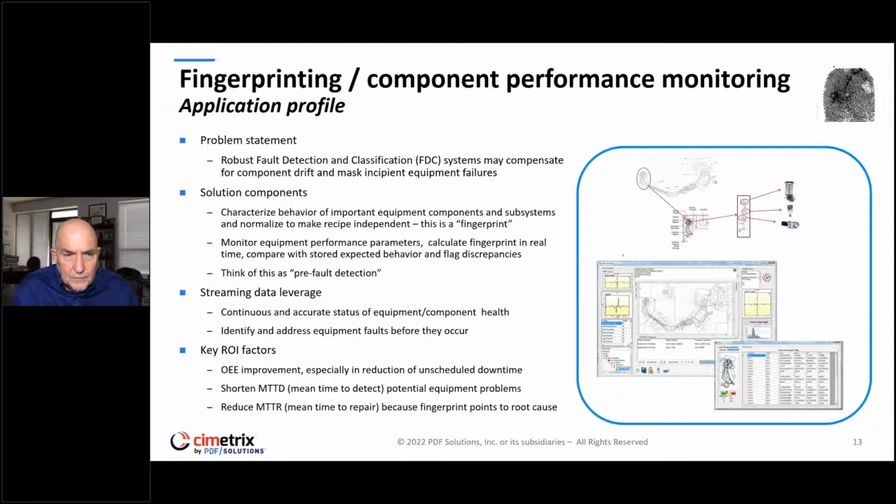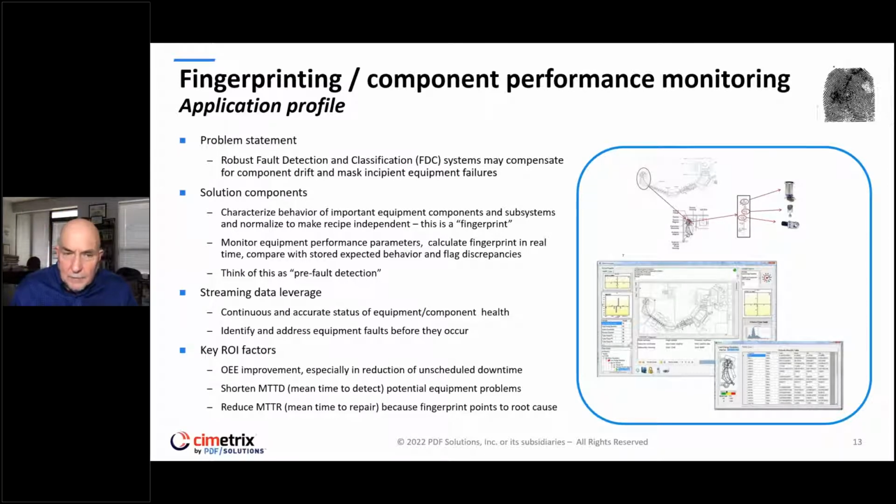So the fingerprinting solution is to look underneath at a level below what you typically monitor, look at all the important components and subsystems, characterize those across a wide spectrum of recipes, and then normalize that information to generate a fingerprint for that particular component. And then in real time, of course, that's an offline operation.